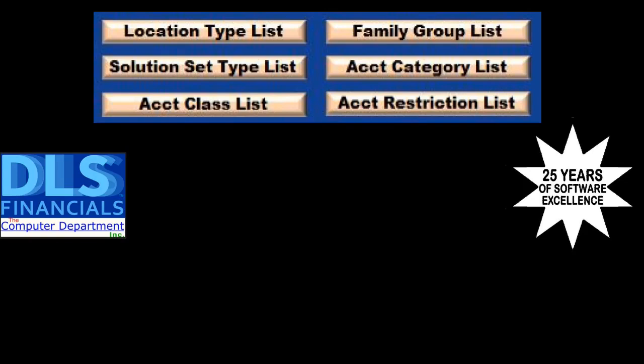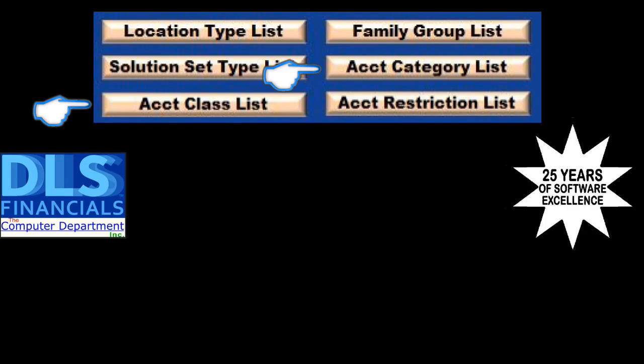The top 6 lists are very basic lists for drop-down fields. Location type is used to assign the type of location that each record is. These can be things like parish, school, priest, or any other type that you may have. Family group is similar in that you can assign a location into a family group or region. The family group has 2 fields for a family code and then a name. Solution set type can be assigned to a location to identify it for your needs.